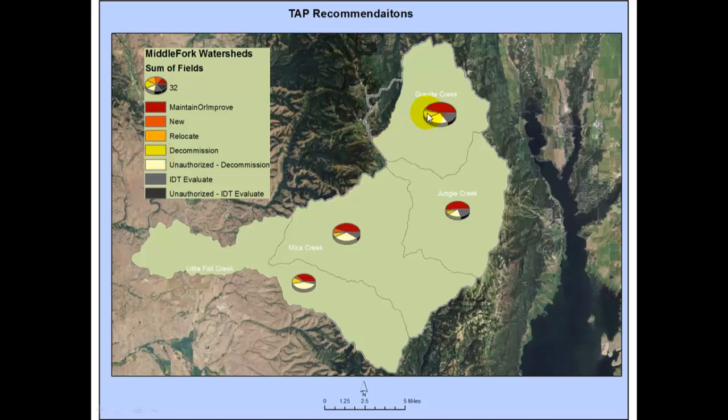decommissioning. I think you can see that best in the pie chart for Granite Creek. The yellow is decommissioning of system roads, and then the pale yellow is a recommendation to decommission unauthorized roads. And then the gray area are roads that fell into the category of needing further evaluation by the ID team.